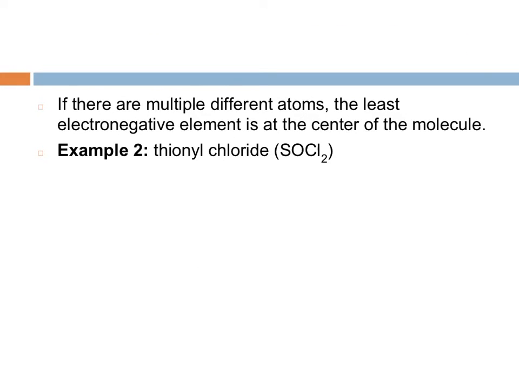If there are multiple different atoms, the least electronegative element is in the center of the molecule. So because there's 1 sulfur and 1 oxygen, we need to decide which one goes in the center. Looking at our electronegativity rules, we know that sulfur is less electronegative than oxygen, so sulfur is going to go in the middle, and all of the other types of atoms are going to surround the sulfur. Now we need to figure out the total number of valence electrons.